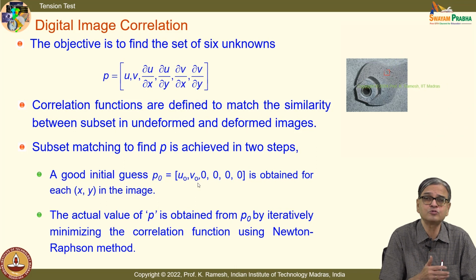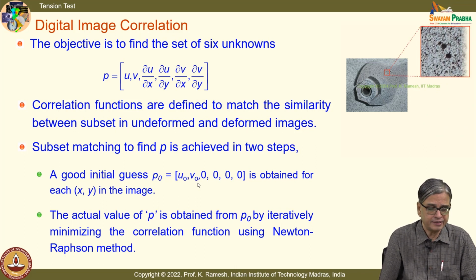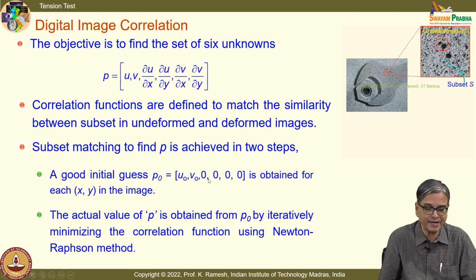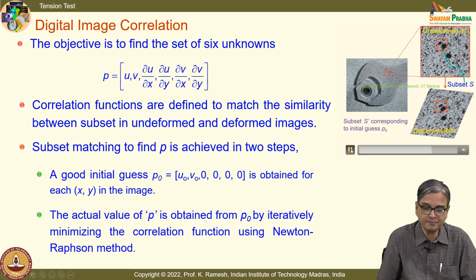Fine, there are thumb rules available, and the thumb rule is you need to have u naught v naught, but you can have these quantities as 0. The actual value of P is obtained from P by iteratively minimizing the correlation function using the Newton-Raphson method. So, this summarizes. So, I have a speckled image. So, I take one photograph in the undeformed configuration.